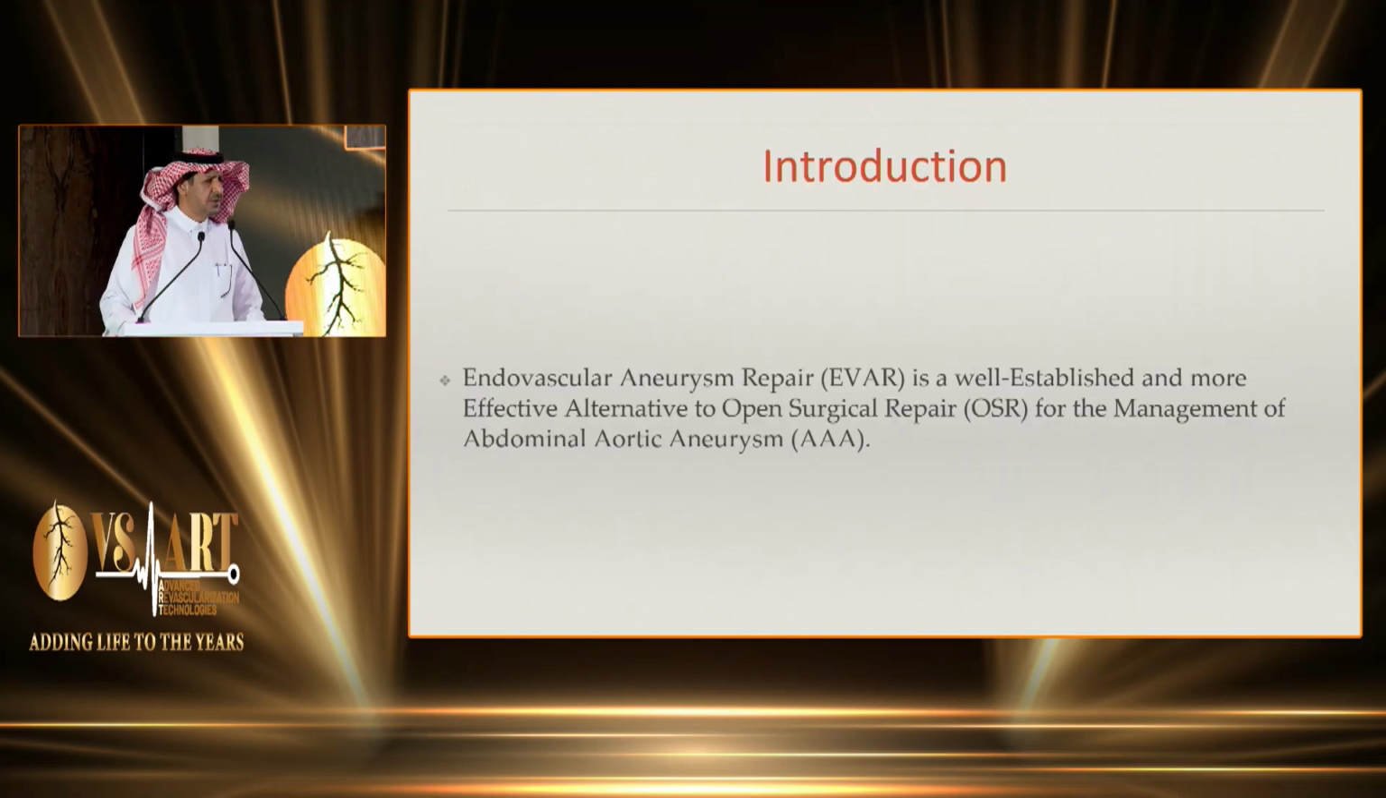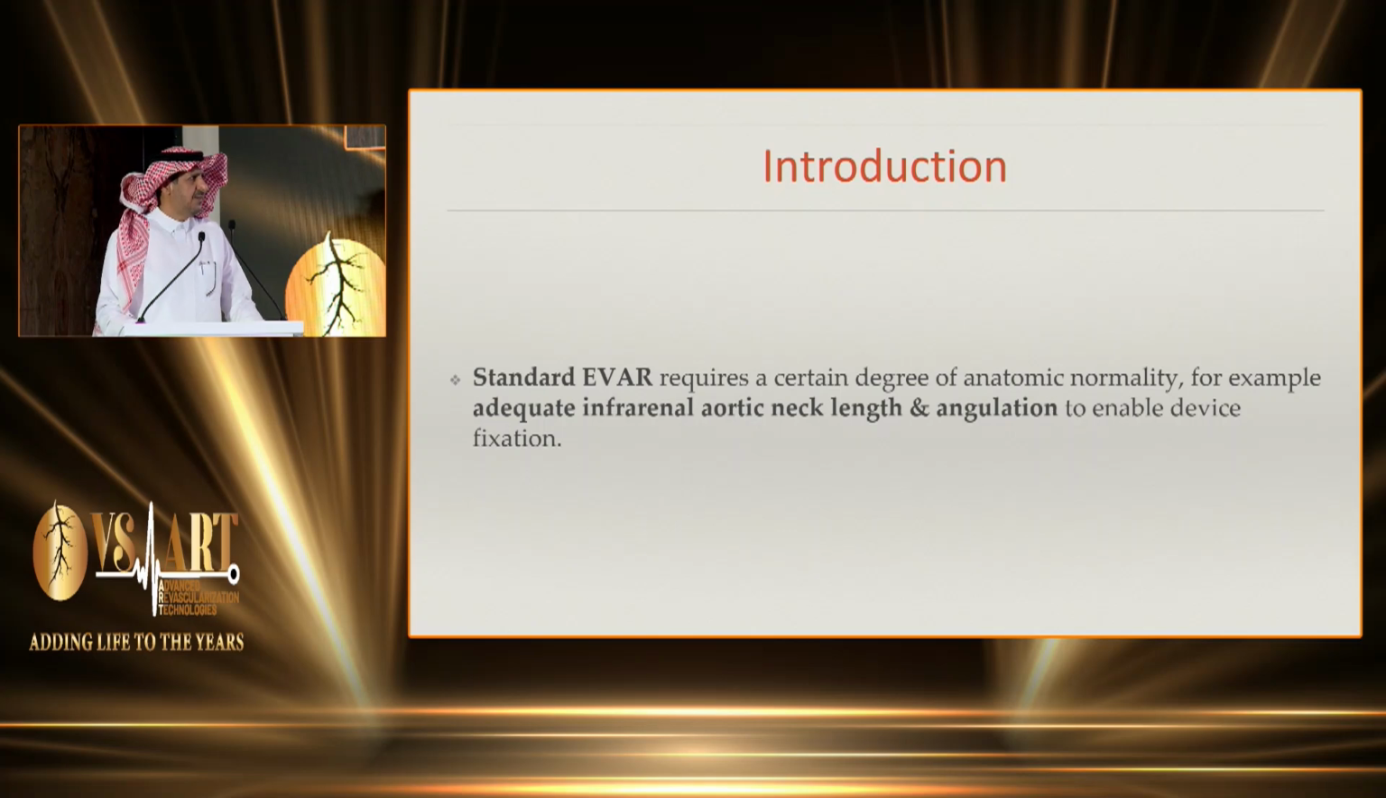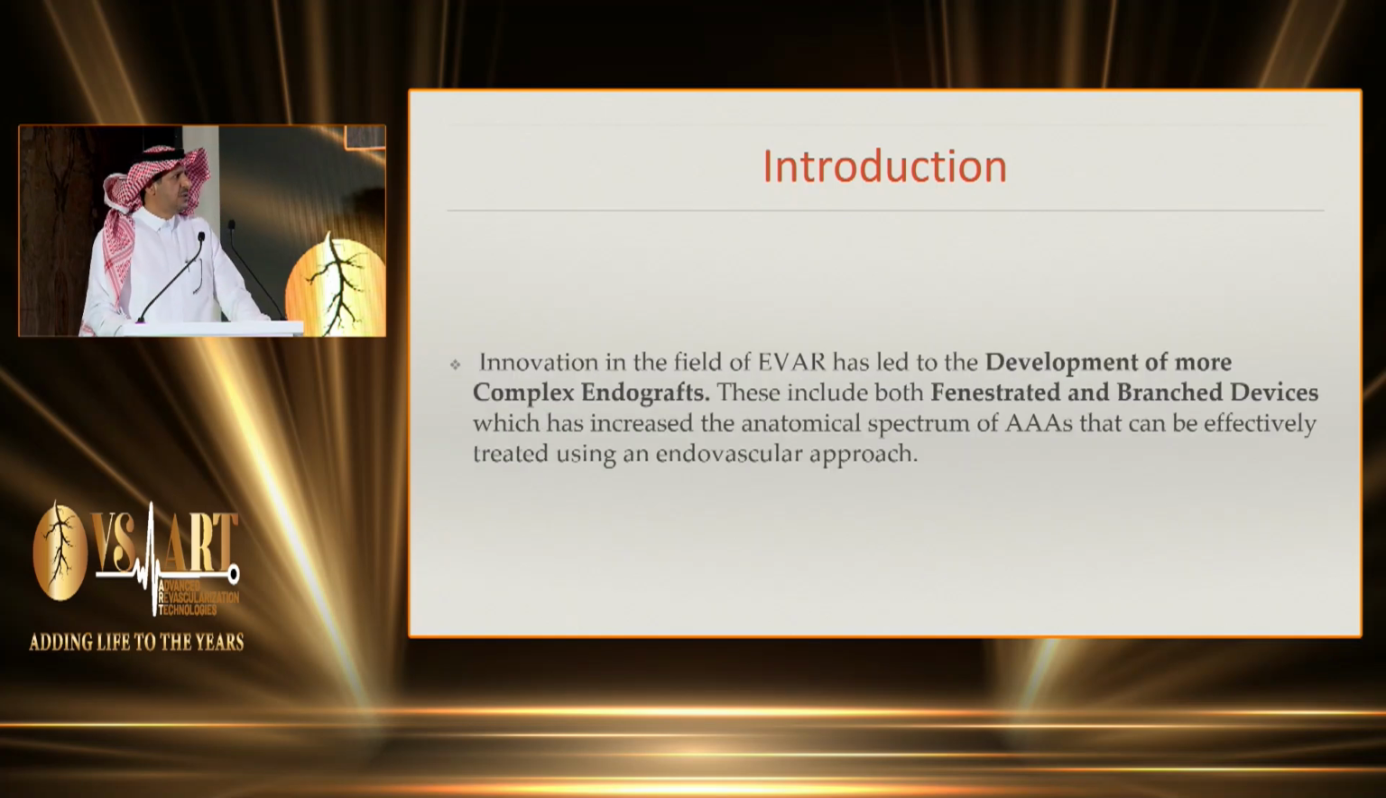There is no conclusion that we know that endovascular aneurysm repair is well established and a more effective alternative to open repair. In spite of that, EVAR still has some limitations, like adequate infrarenal neck length and angulation. But with innovation in the field, EVAR has led to the development of more complex endografts, and that includes fenestration, branching, and chimney, which increase the anatomical spectrum of abdominal aortic aneurysm repair that can be effectively treated using endovascular grafts.